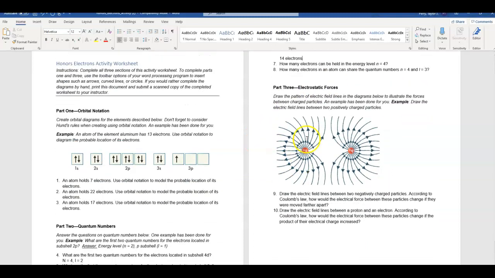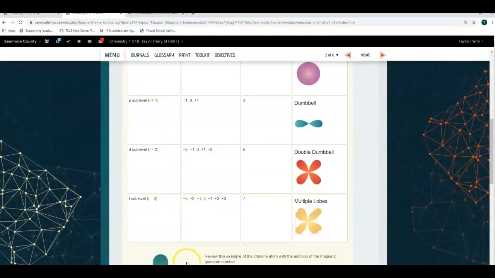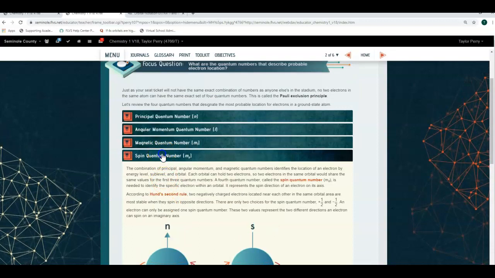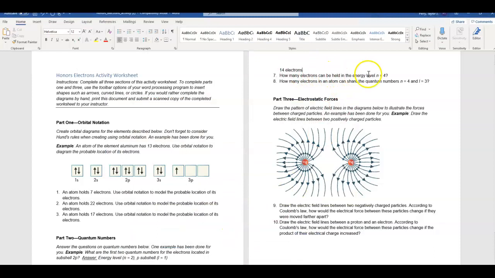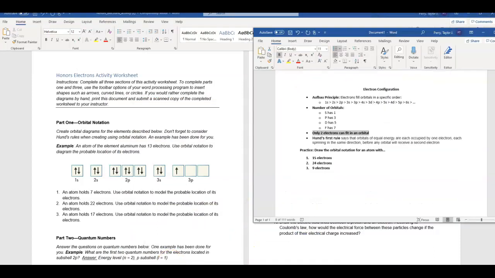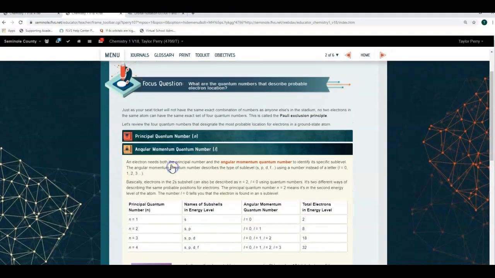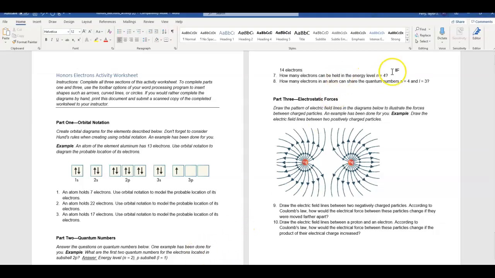Okay, how many electrons can be held in the energy level n equals 4? All right, let's see here. I've already forgotten the question. How many electrons can we hold in the energy level n equals 4? Okay, n equals 4. Oh, look at that. It just tells you right here. N equals 4, total electrons in energy level is 32. So there's our answer right there. Our answer is 32.